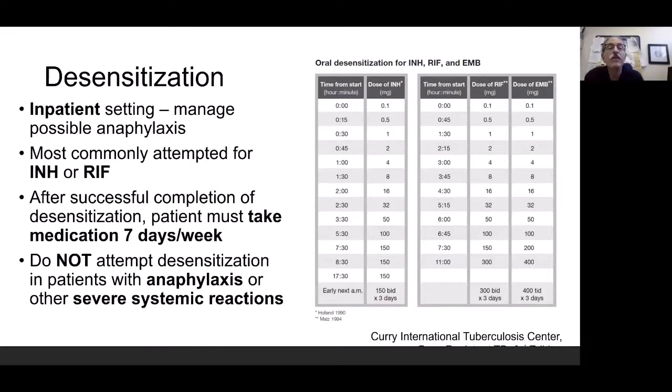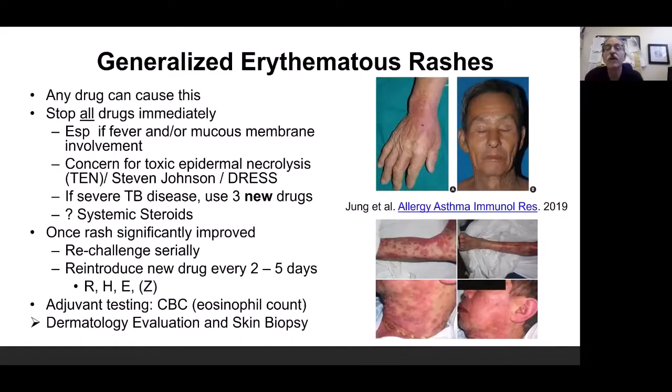These are the reactions that we worry about the most, these generalized erythematous reactions. And when you have these, you have to stop the drug, all of your drugs, immediately. If they have fever or mucous membrane involvement, you're worried about these more severe syndromes like toxic epidermal necrolysis, what we used to call Stevens-Johnson syndrome, or DRESS syndrome.